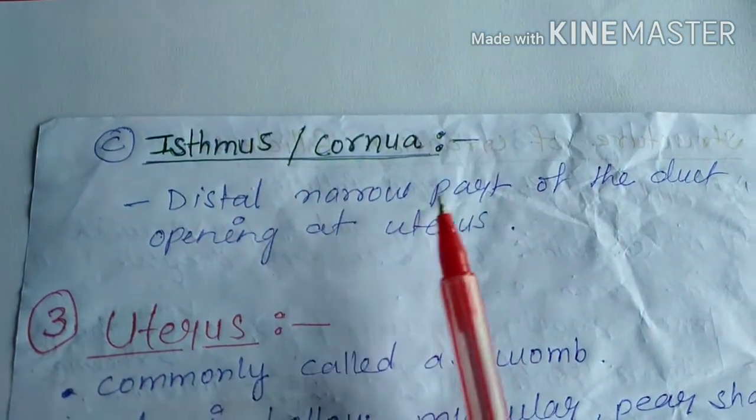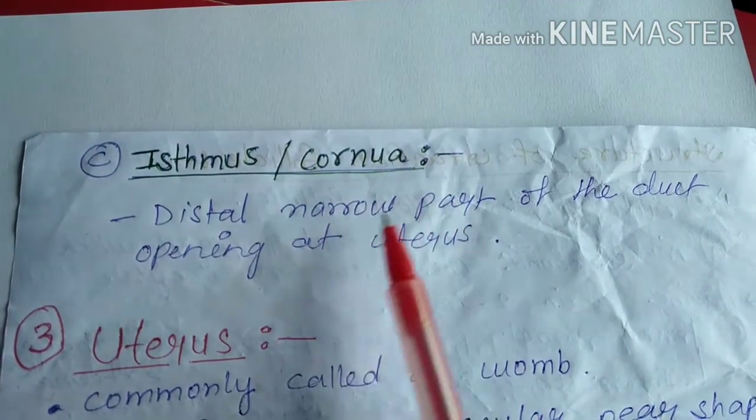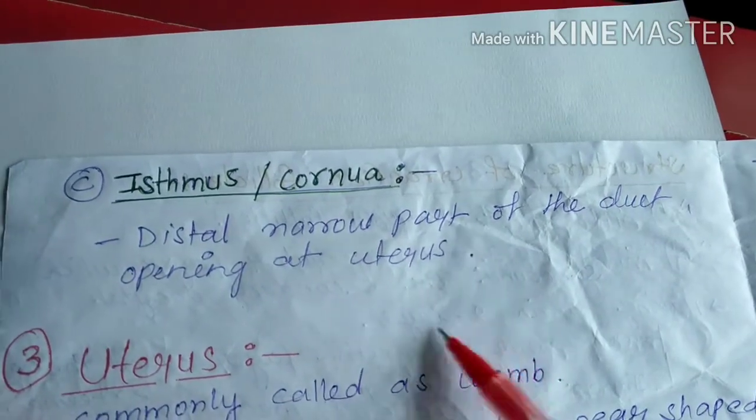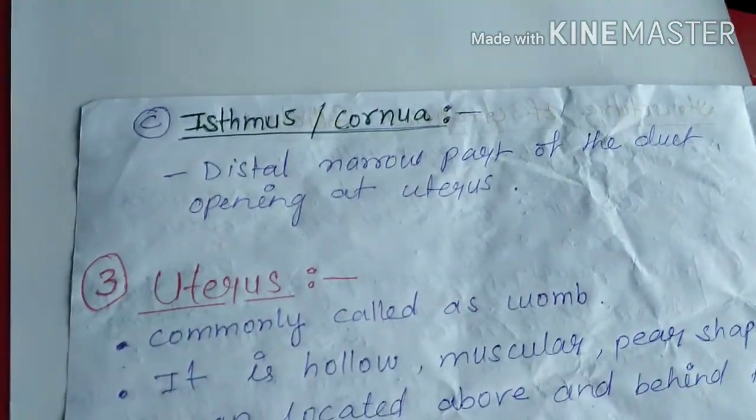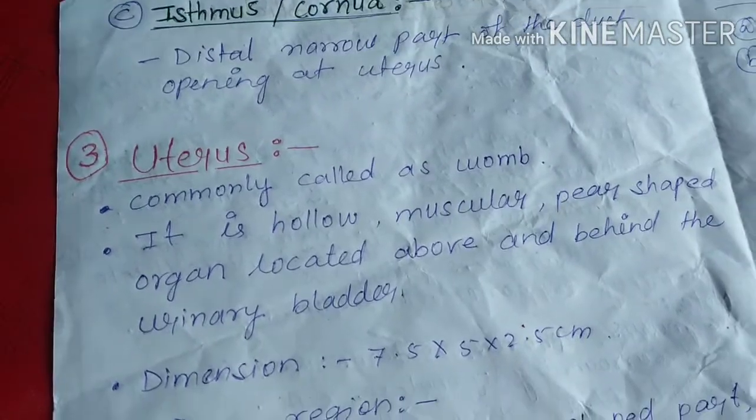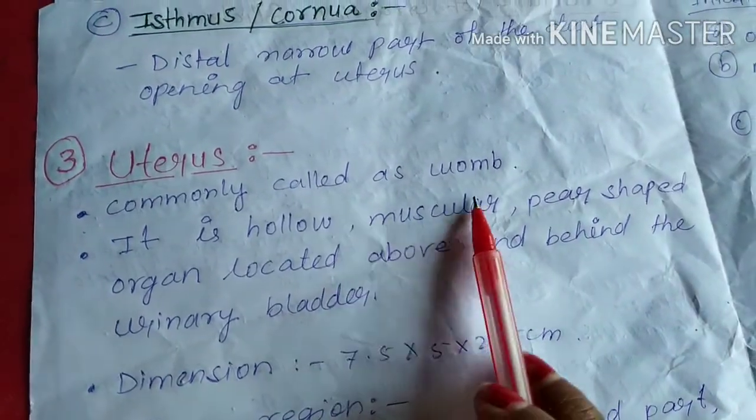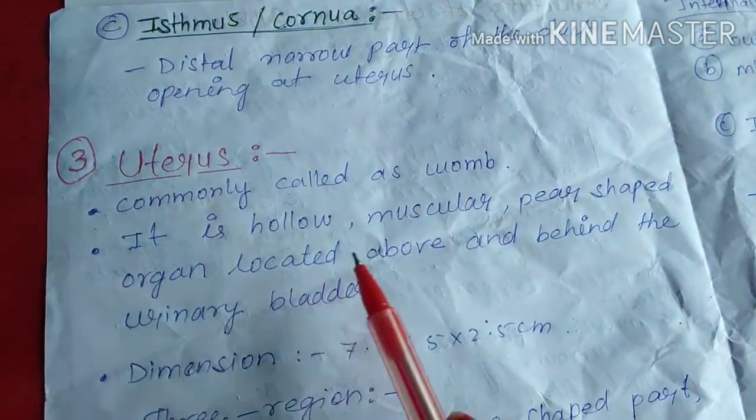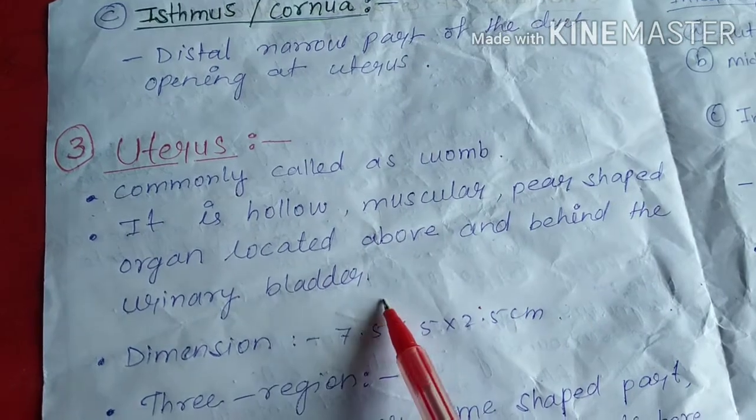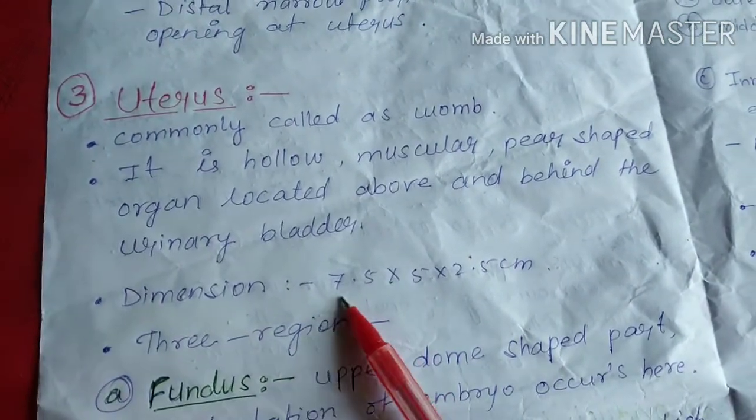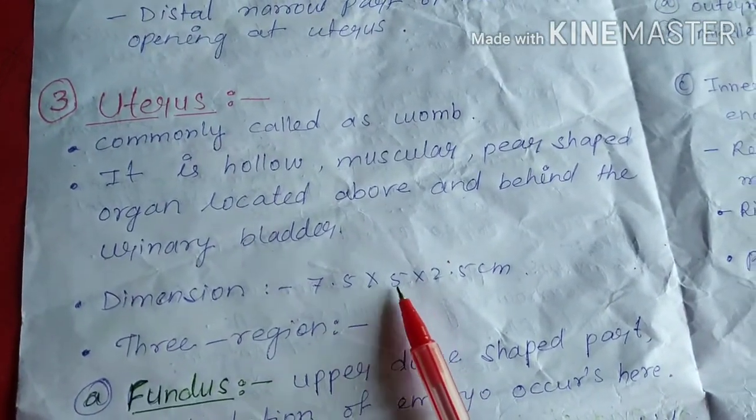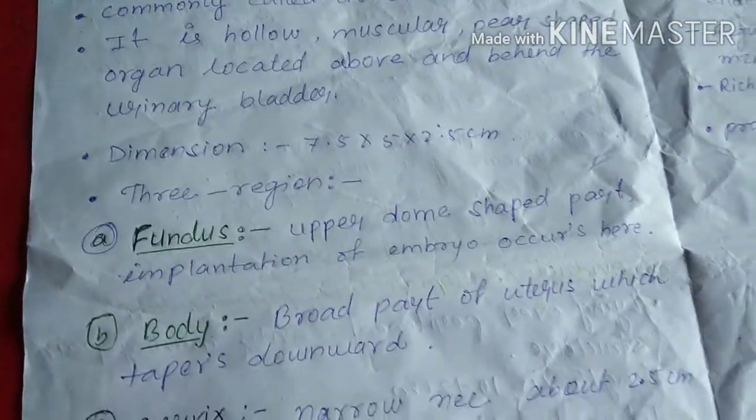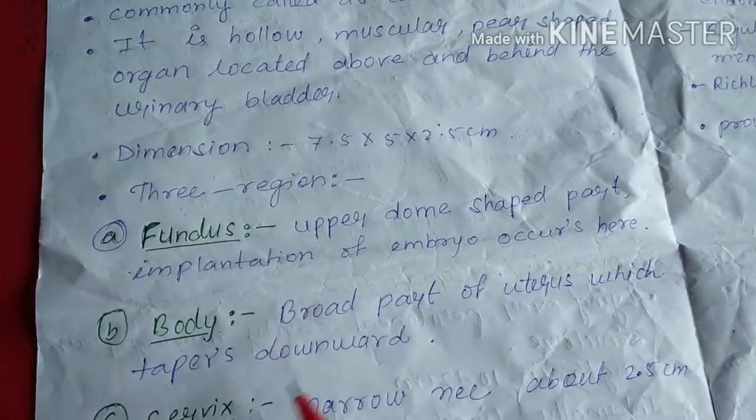And the third part is isthmus and cornua. It is a distal narrow part of the duct which opens at the uterus. So now we will discuss the uterus. The uterus is commonly called the womb. It is a hollow, muscular, pear-shaped organ located above and behind the urinary bladder, and its dimension is 7.5 into 5 into 2.5 centimeter. It has three regions, that is fundus, body and cervix.